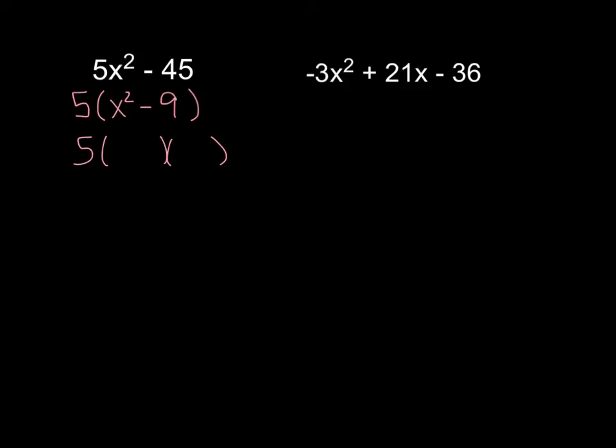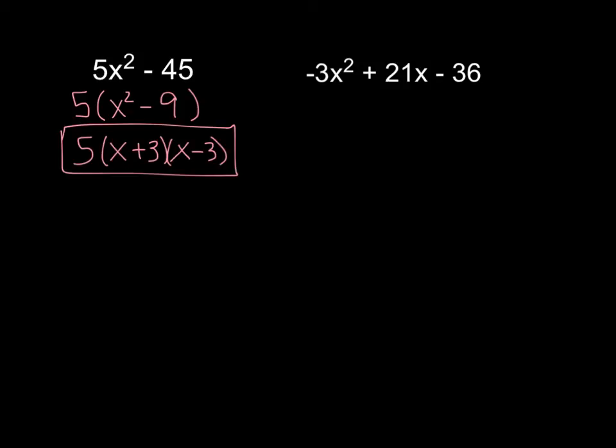This 5 stays out here. And remember that we are going to write here what value times itself gives us x squared, and that's x times x. And then what value times itself gives us 9, and that is 3. And then we always put a plus in one and a minus in the other. And we have factored that difference of squares, and we of course again leave that GCF out there.